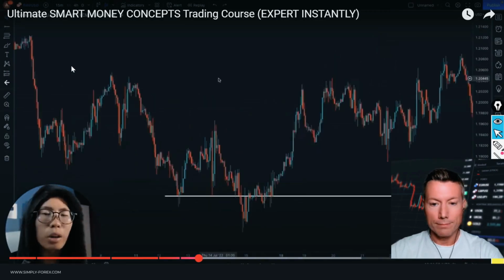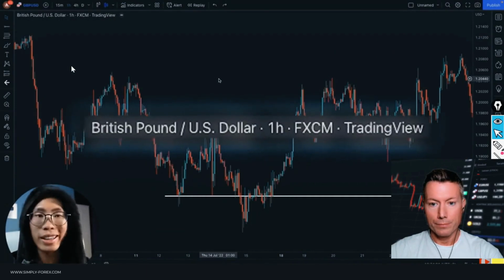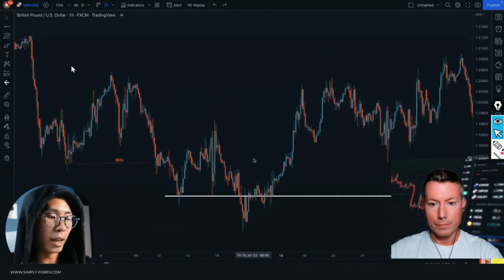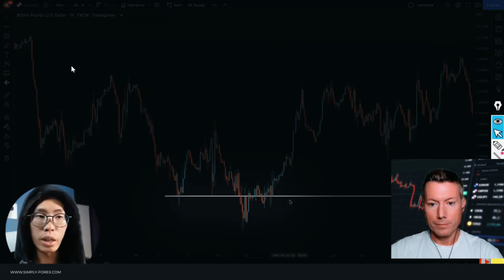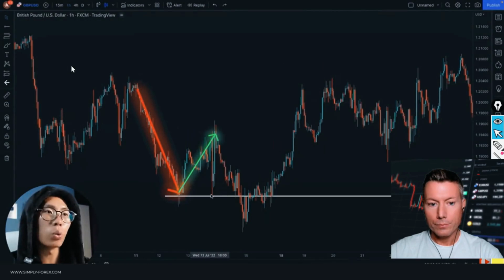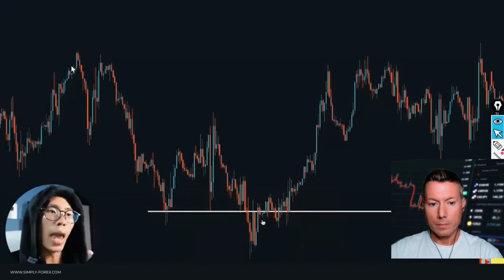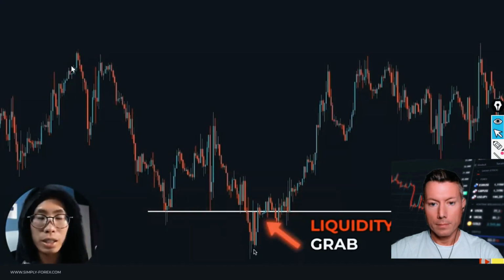Now I'm going to show you this strategy on GBPUSD, the Great British Pound against the US dollar. We can see that there's a support area right around here, because whenever price comes back down here, it always reverses, comes back down, reverses. So you can see price has just been respecting this support level or demand zone, whatever you like to call it. And over here, price gave us a liquidity grab.